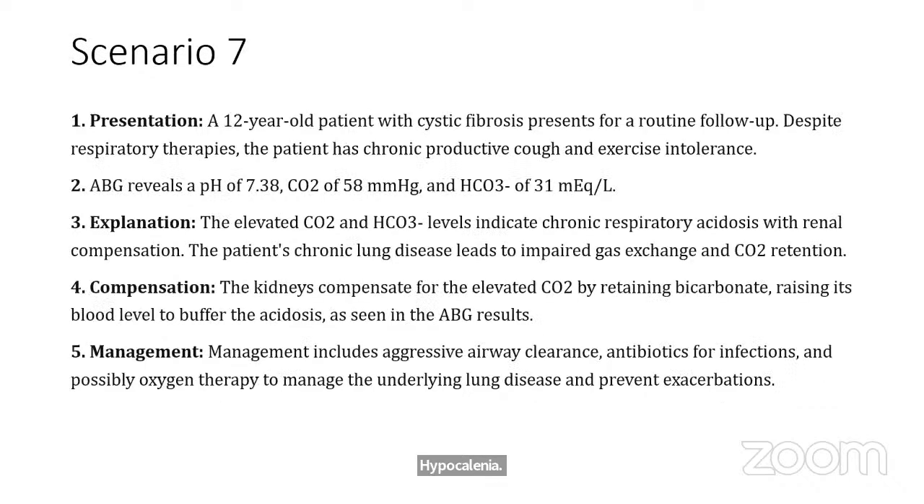All right. Moving into another case scenario. Here we see a 12-year-old patient with cystic fibrosis, which is a chronic problem and now presents for a routine follow-up. And despite respiratory therapies, the patient has chronic productive cough and exercise intolerance. One ABG shows a pH of 7.38, CO2 is 58, bicarb is 31. So what is the explanation here?